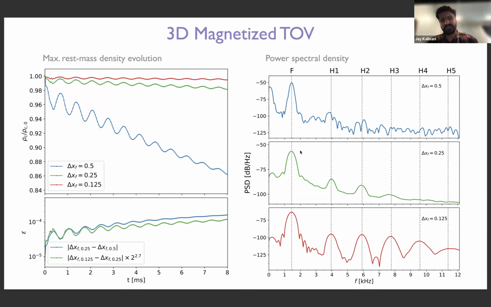And once you do the Fourier transform of this maximum rest mass density, you get this PSD that I show on the right for these different cases and for different resolutions. So as you move to high resolution, you're able to capture the oscillations of a TOV well. And this vertical line shows the values that you get from a perturbative code, and they match well with what we get from a simulation with increased resolution.